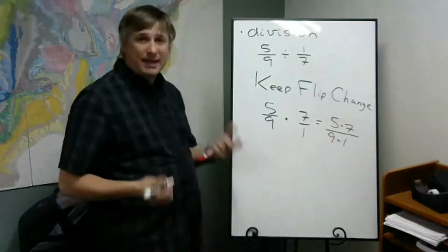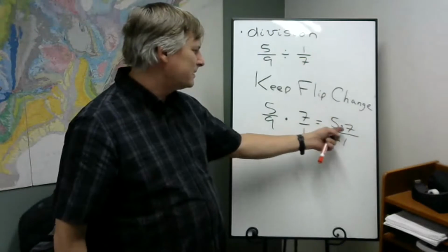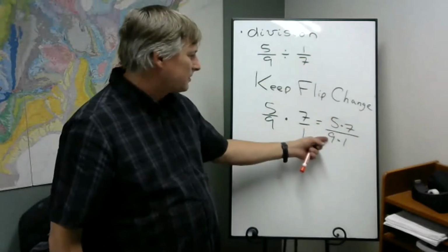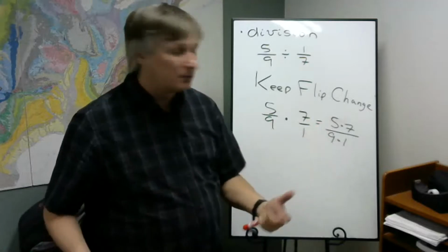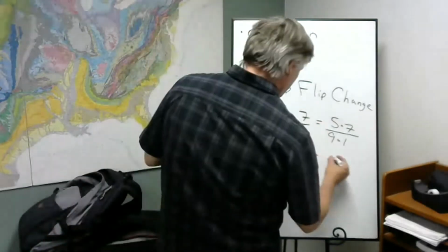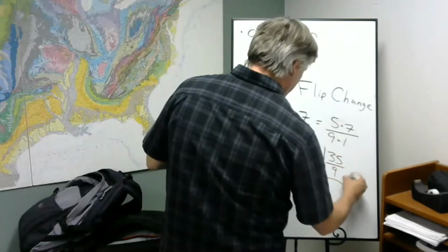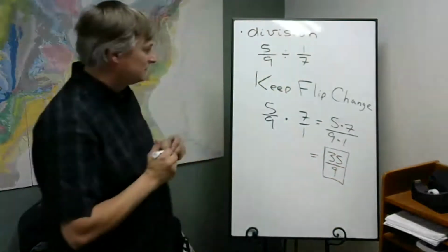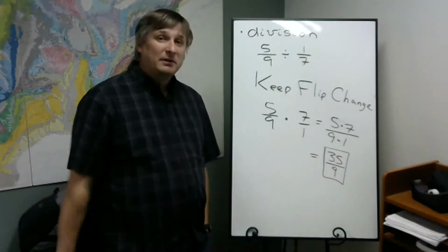And there's nothing that's going to cancel here. I mean, we could break this into 3 times 3, but this is a prime number, this is a prime number. 3 and 3 are prime numbers, but 5, 7, and the 3's are not going to cancel. So we're just going to get 35 over 9. And that's going to be our answer.